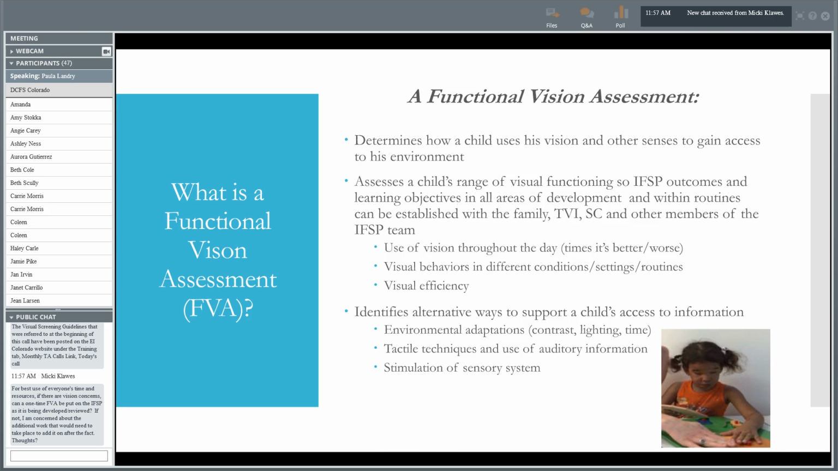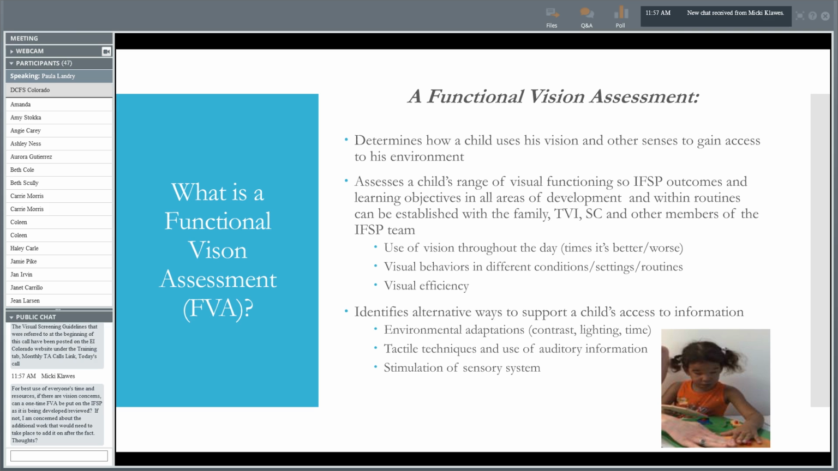As far as the functional vision assessment, what our most important job is, is to figure out how that baby, how that child uses his or her vision and uses it to gain information to access the environment. So we're really looking, even for children who have low vision or a pretty significant visual impairment, to determine, are they using any vision at all?